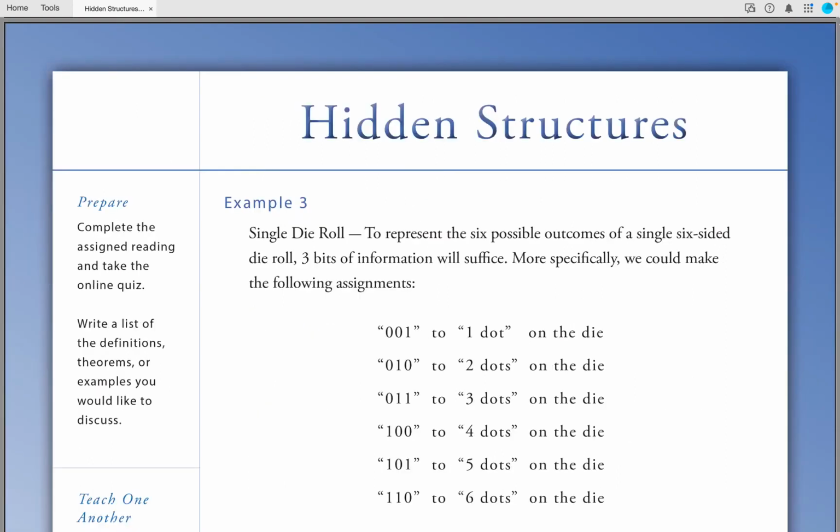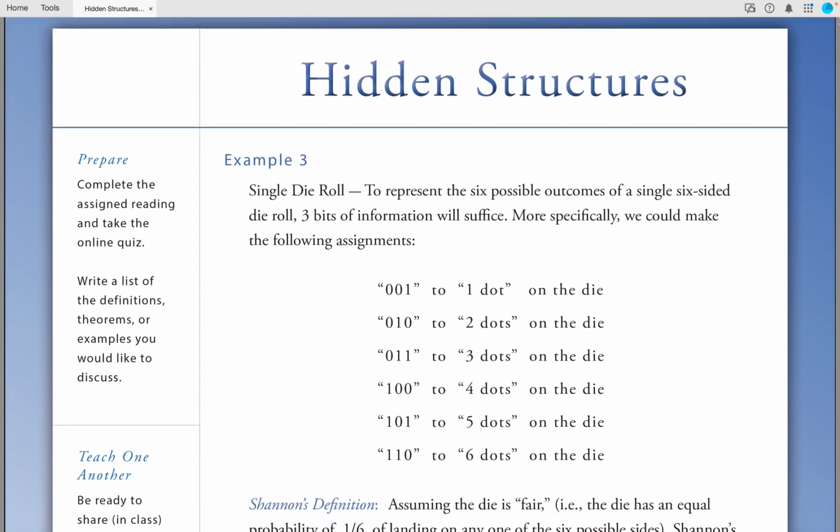Example 3. Single die roll. To represent the 6 possible outcomes of a single 6-sided die roll, 3 bits of information will suffice. More specifically, we could make the following assignments. 001 is assigned to 1 dot on the die. 010 is assigned to 2 dots on the die. 011 to 3 dots, 100 to 4 dots, 101 to 5 dots, and 110 to 6 dots.